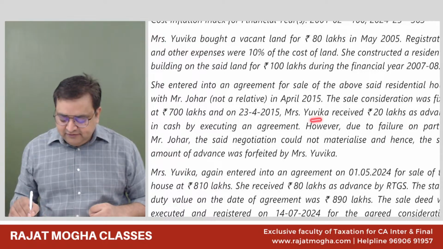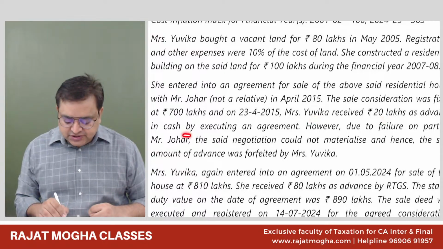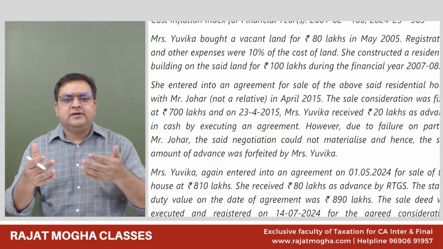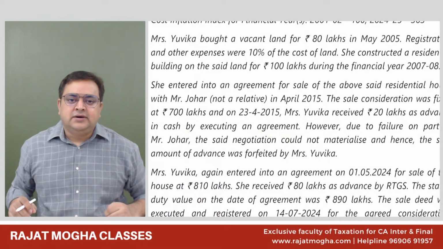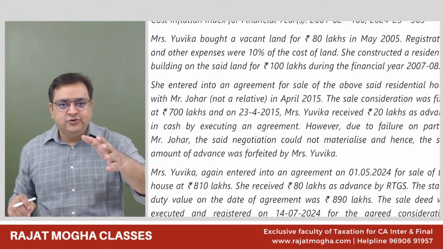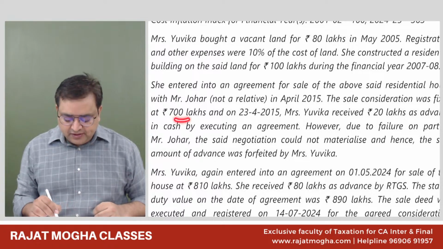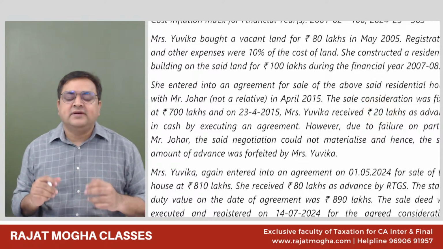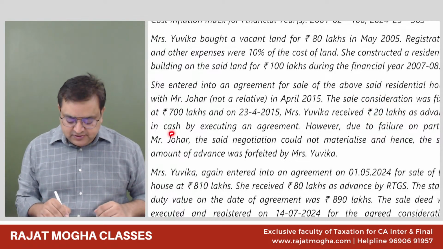And Yuvika received 20 lakh as advance in cash by executing an agreement. So they executed an agreement between each other, and they said that, okay, I'll be selling it to you for 700 lakh, for 7 crores. And they entered into an agreement, and she also received 20 lakh rupees in cash. It is advance money, but it is in cash.